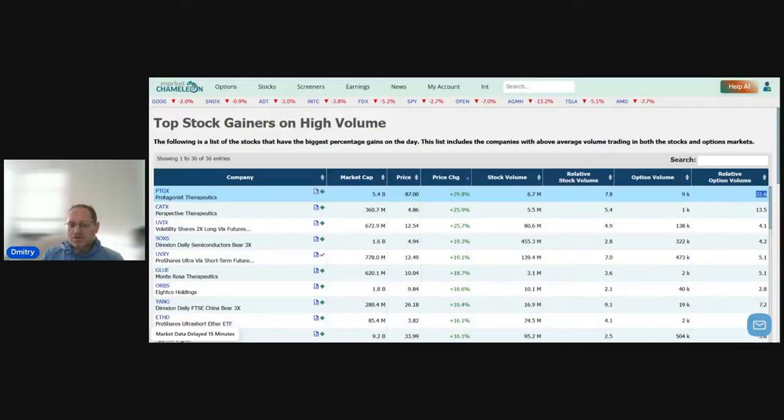So this report is a starting point. It's a starting point to see, well, what do we have here? We have interest, demand for the stock because of its big price gain, and it's supported by large volume in both the underlying security and the derivatives or the options markets.